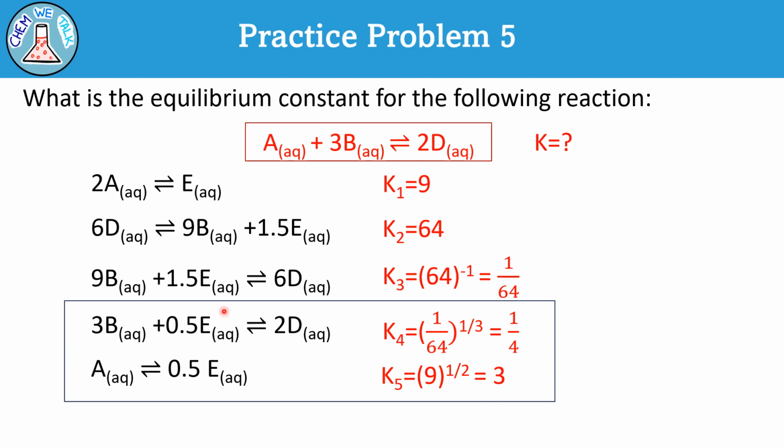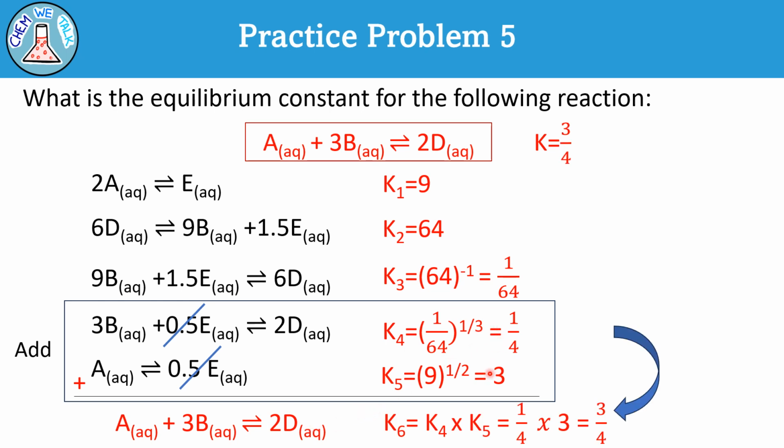Okay. Now let's look at those reactions that we manipulated so far. Okay, and we have 3B plus 0.5E, and you see those are reactants on this reaction yielding D, and then we have A producing 0.5E on this reaction, and now we can see that the 0.5E is on the left side of this reaction and on the right side of this reaction, so they can cancel out, and we end up adding those two reactions together, and we get the ideal equation A plus 3B yielding 2D. And if you're adding reactions, remember, we just multiply the K's, so we solve it for K equals 3 to the 4th.